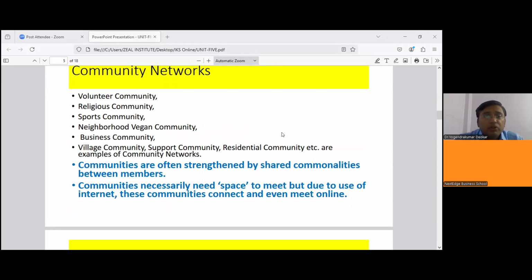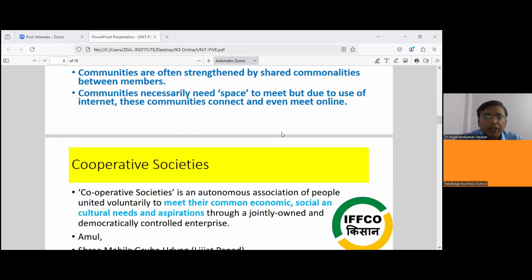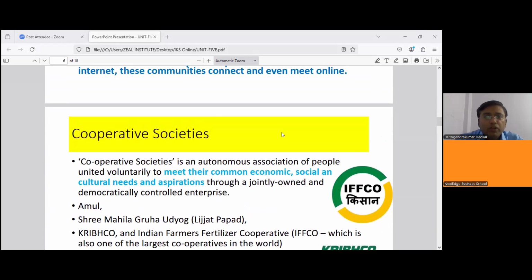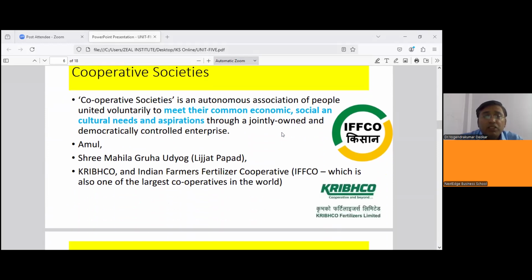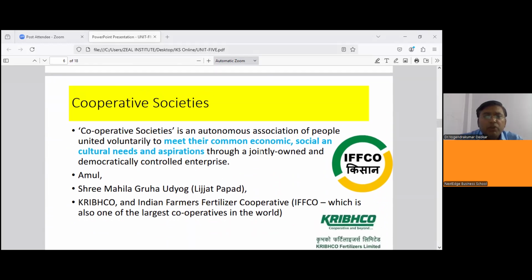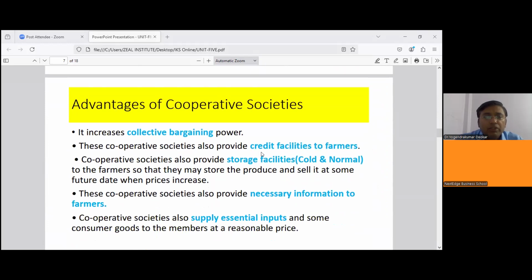The purpose of these communities is that together, through a cooperative system, by using each other's common resources, we can make a difference. That is the main thing. First of all, cooperative societies: IFFCO, Kisan, and Amul are very good examples, as are Shri Mahila Griha Udyog Lijjat Papad. The purpose of a cooperative society, from the examination point of view, is to meet their common economic, social and cultural needs and aspirations. So cooperative societies are very important from the examination point of view.